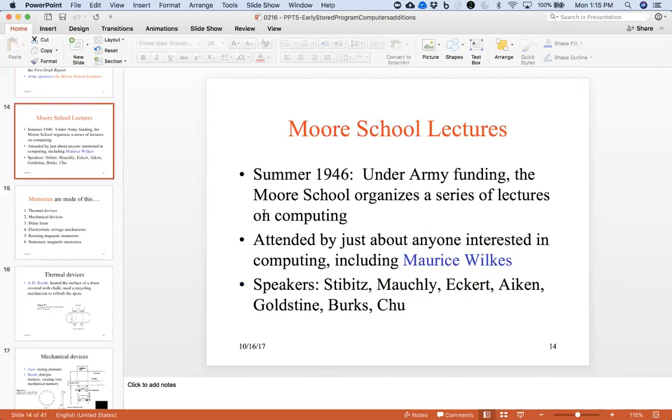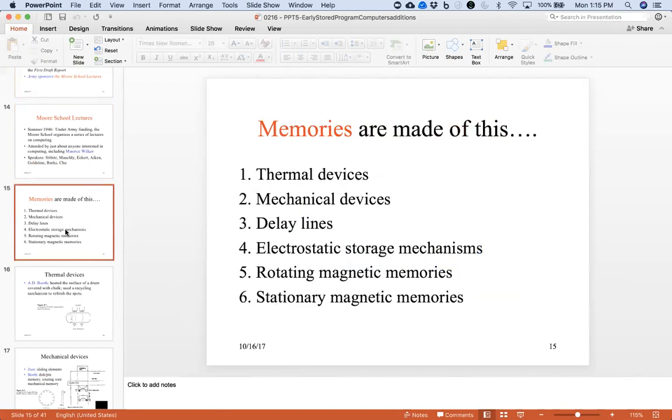The Army decided to fund these war school lectures to talk about advances that were happening in computing, and a lot of these early figures in computing were invited to speak here. The purpose of these lectures was to talk about different ways of storing things. Basically there are all these different types of devices for storing information and being able to read the information back in.